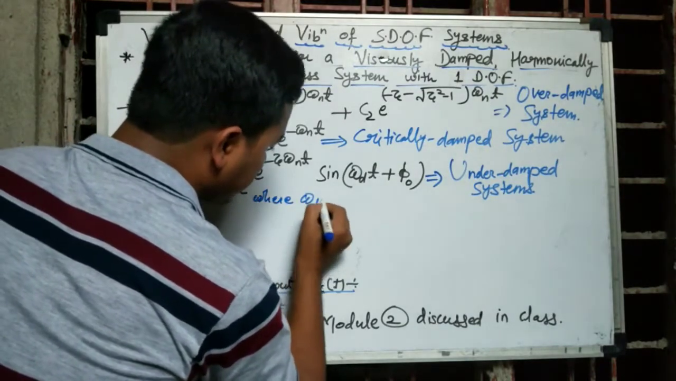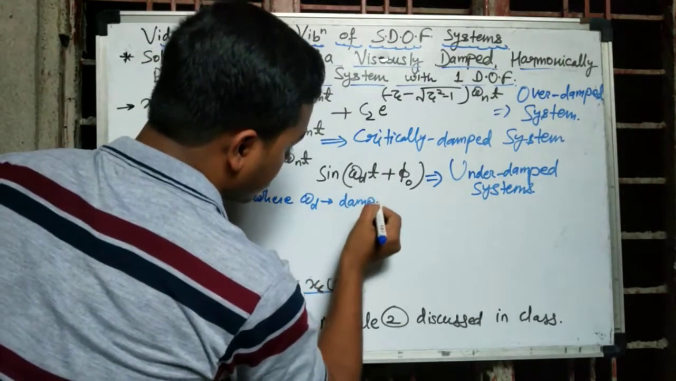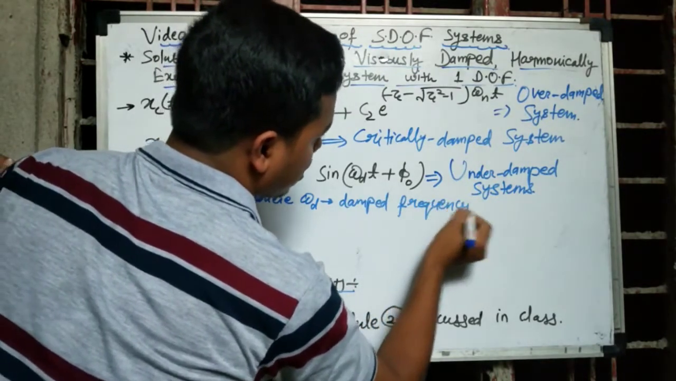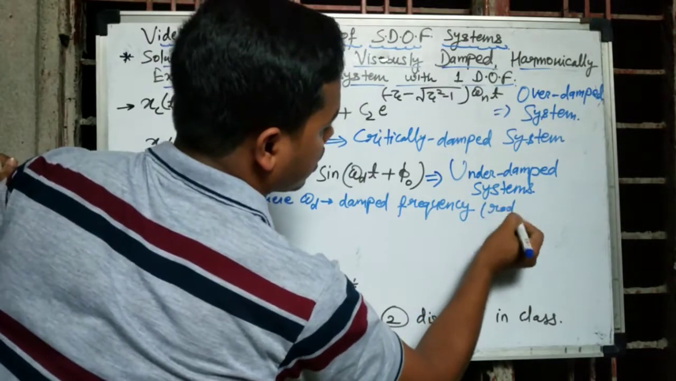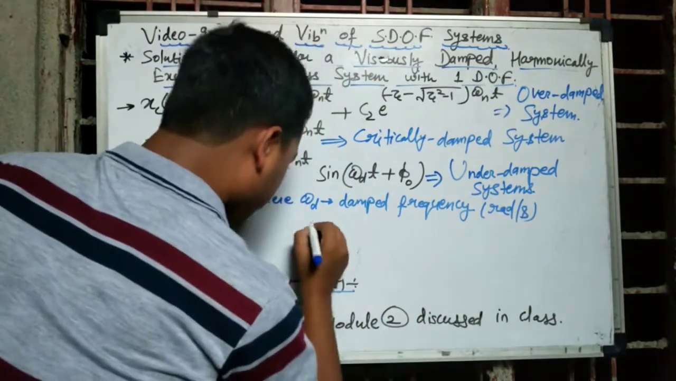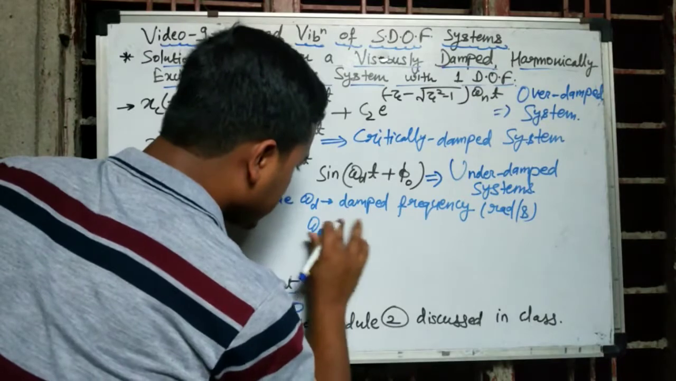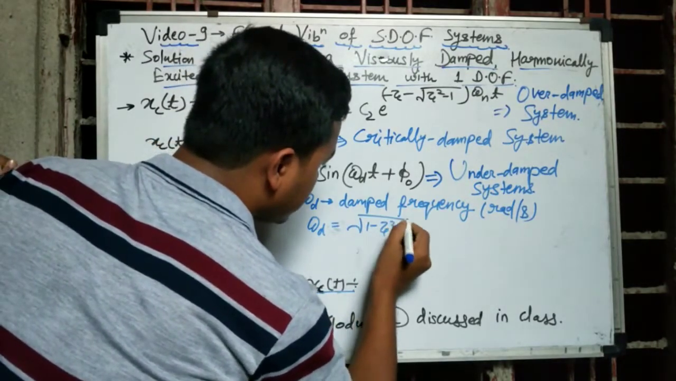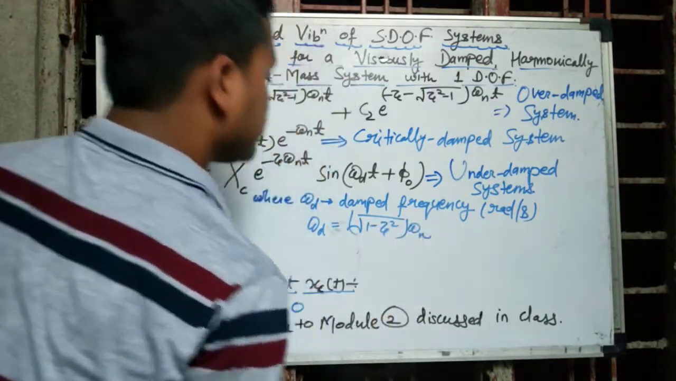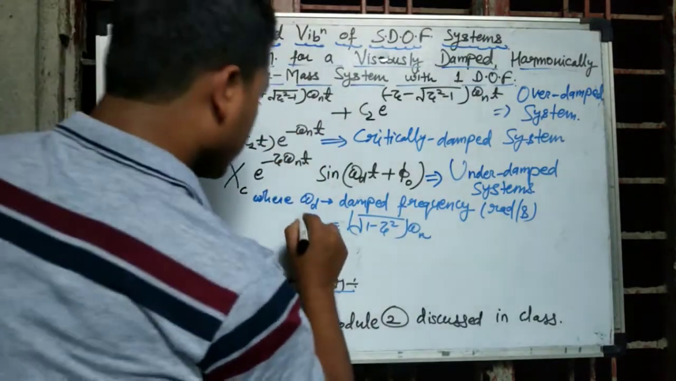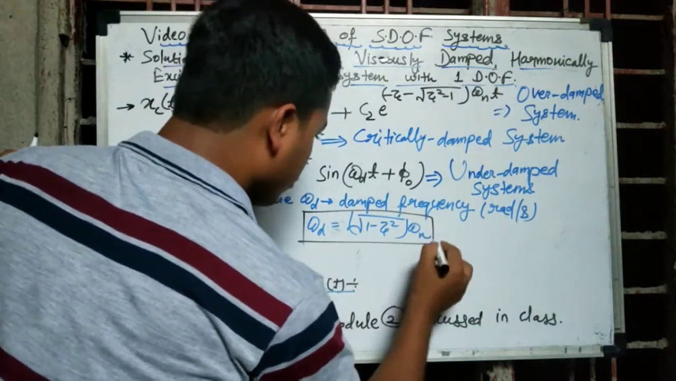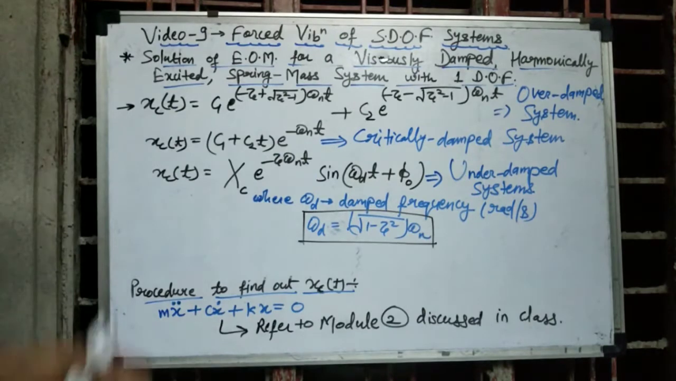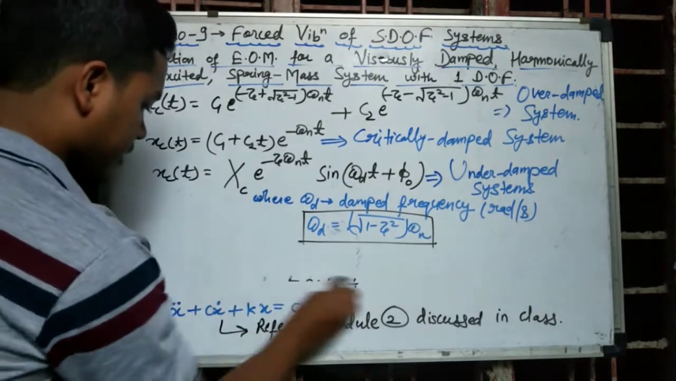this omega d is the damped frequency in radian per second. And the formula for omega d is square root of 1 minus zeta square into omega n. This is the formula for omega d. All these things we have discussed in module number 2 in class, right? So this is about the complementary function part.